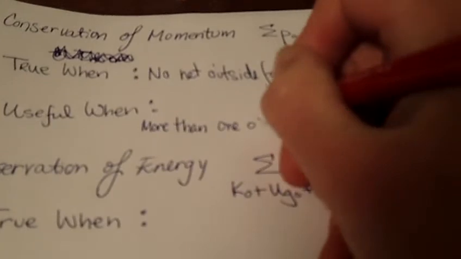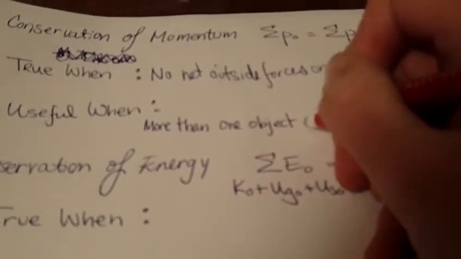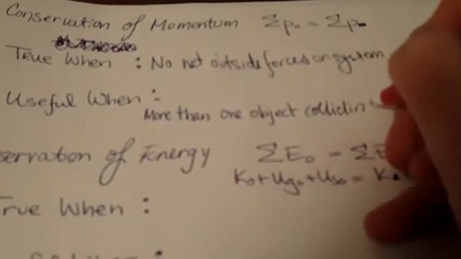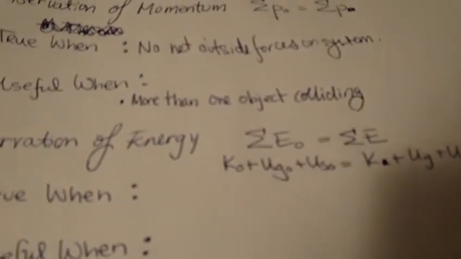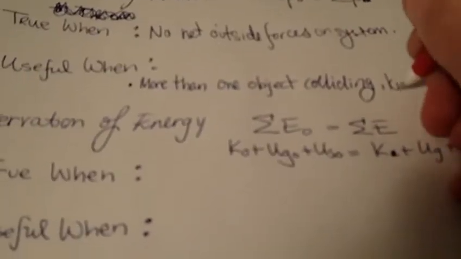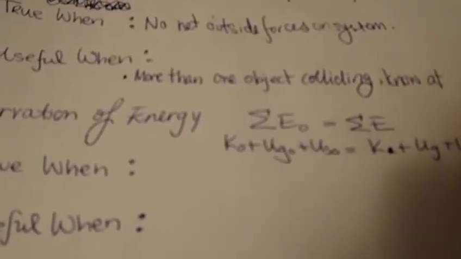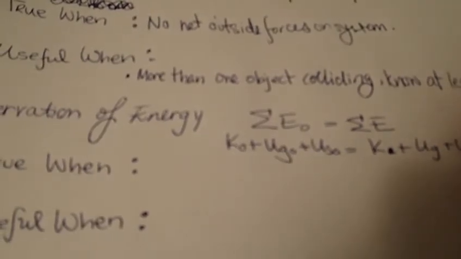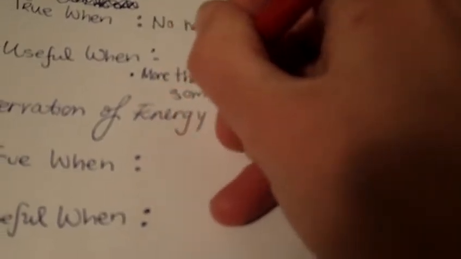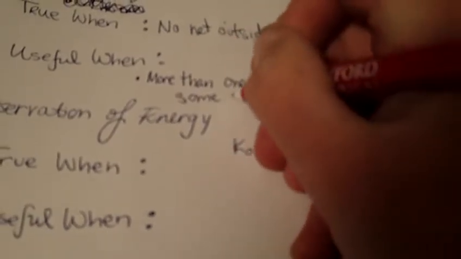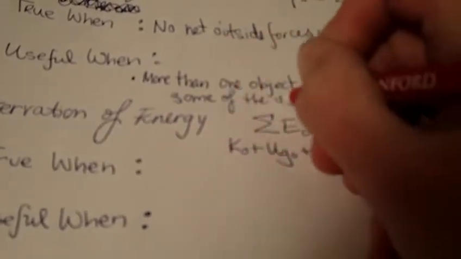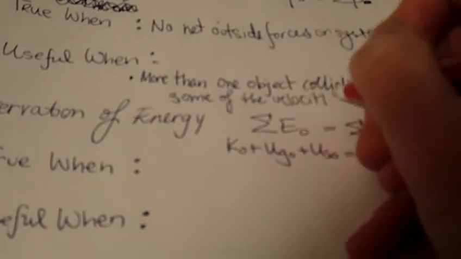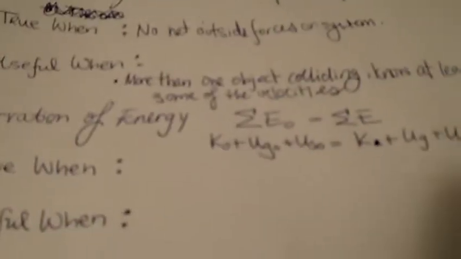So it's useful when you have more than one object colliding and there's no outside force, and you know at least some of the velocities, whether they be initial velocities or final velocities. Okay, conservation of energy on the other hand.